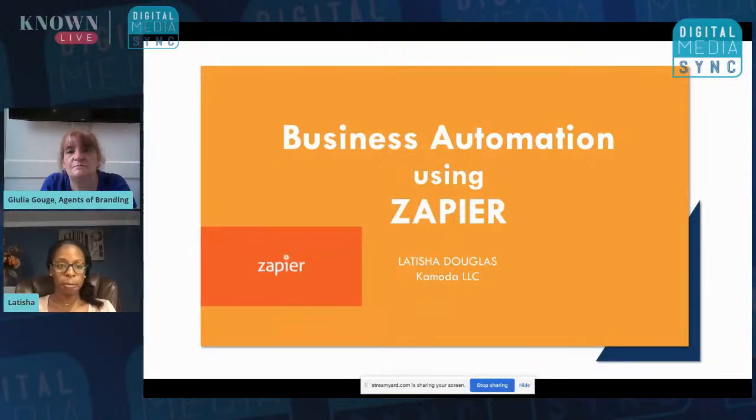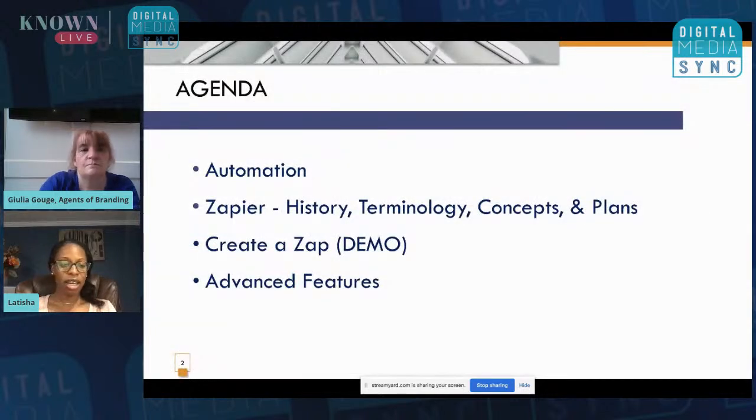Information exchange. So one of my favorite tools for doing this is Zapier. Today, I'm just going to go over a very quick high-level explanation on automation. We're going to give a brief overview of Zapier, talk about the history, some key terminology and concepts that may help before I start the demo, and just quickly go over the different plans available to us. Then I'm going to do an actual live demo and create what we call a Zap, and then we'll discuss some of the more advanced features of Zapier.